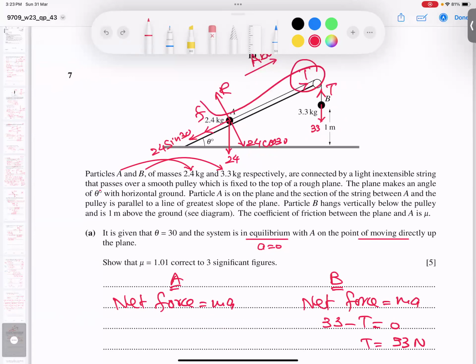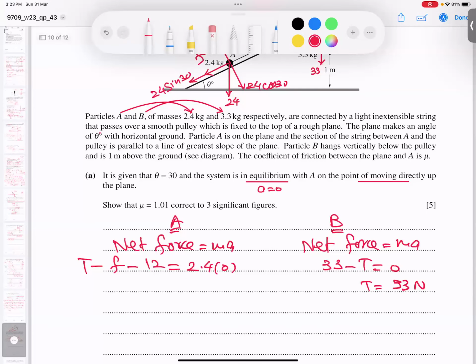And when you talk about the other particle A, because it is about to move up, I'll start from tension minus friction minus weight component. So tension minus friction minus weight component, 24 sine 30. If you type it in the calculator, it gives you 12. And the mass of the A particle is 2.4 times 0, no need to do it. Friction will go to the other side and become positive, and tension is 33 minus 12. And I got friction coming from here, 11 newtons.